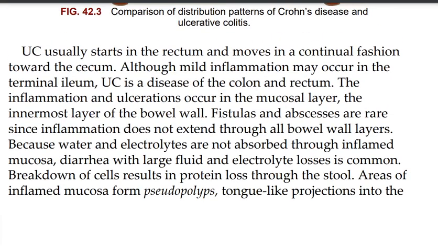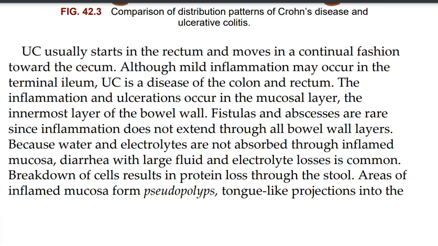If you look, ulcerative colitis usually starts in the rectum and moves in a continual fashion towards the cecum. So it kind of works its way backwards through the colon. Although mild inflammation may occur in the terminal ileum, ulcerative colitis is a disease of the colon and the rectum. So it's more on the left lower quadrant. The inflammation and ulcerations occur in the mucosal layer, the innermost layer of the bowel wall. So I would just remember that.